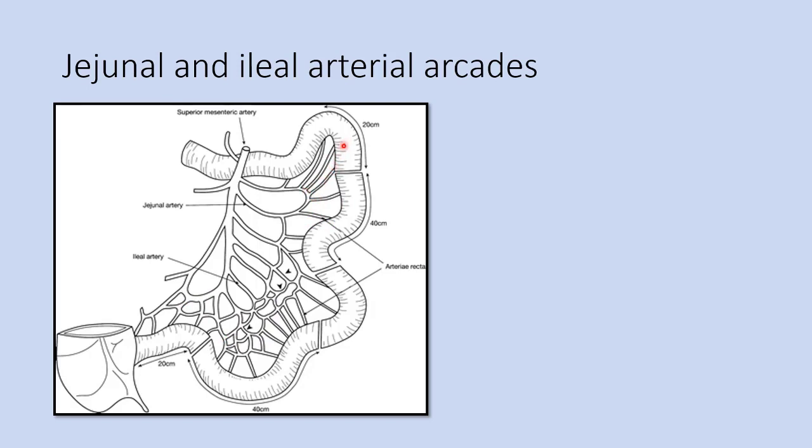These are also known as arteria recta, straight arteries, which are long in case of proximal part, that is in jejunum, and you can see here these are numerous and short in case of ileum. Let us look at those.